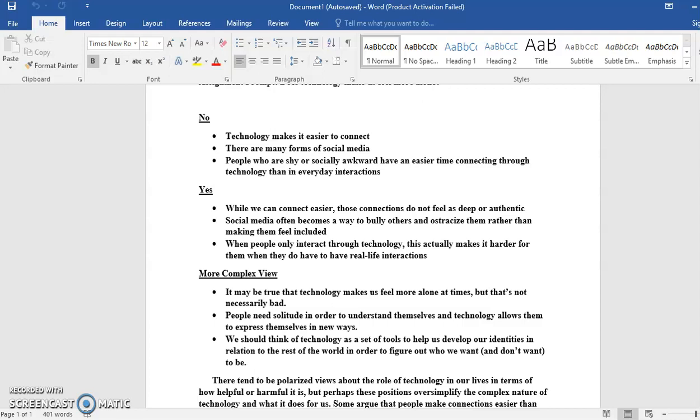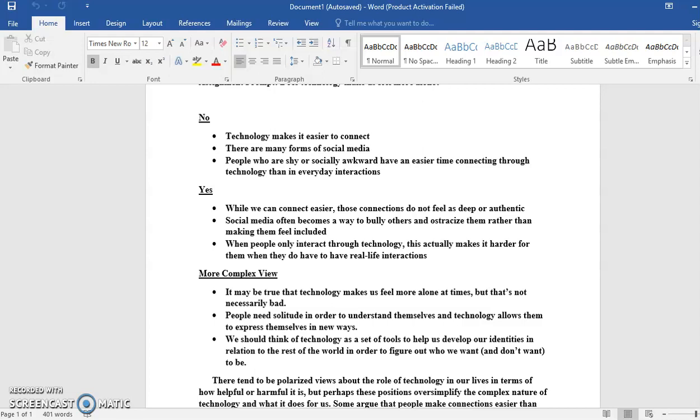Another point that I made here is that people need solitude in order to understand themselves, and technology allows them to express themselves in new ways. So reflection might be something that's easier to do through technology, and it may ultimately help form a person's identity better. And then I said some version of that below.